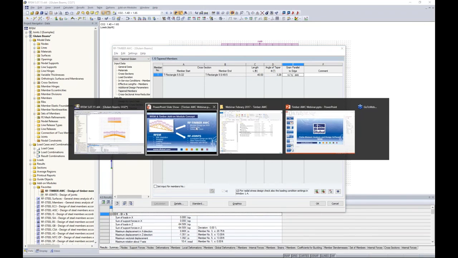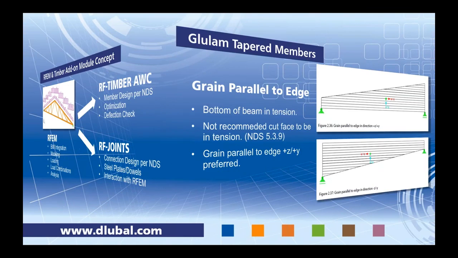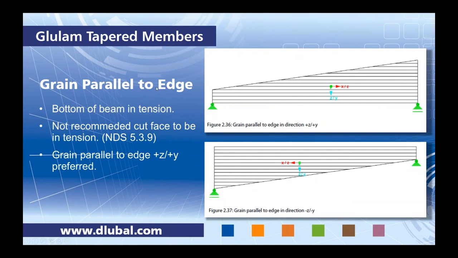So for this, just quickly jumping back to the PowerPoint, I want to show graphically what this means. Typically the bottom of a beam will be in tension. That's for most cases, not all. And according to the NDS code 5.3.9, it is never recommended to put the cut face of a glulam in tension. Now this would be that bottom picture, and I think we can all see why. I mean, we have these different glued laminates at the bottom. We put them in tension, well, we might have issues.